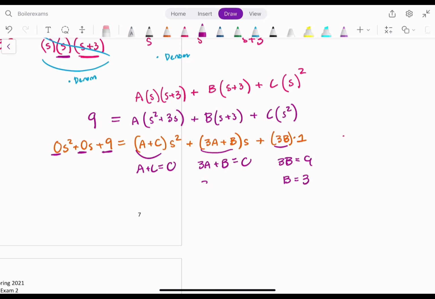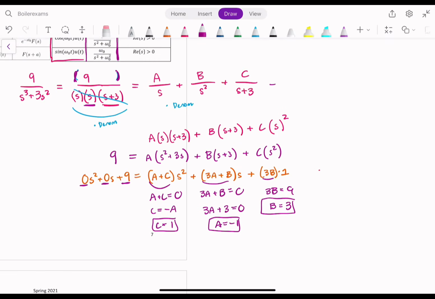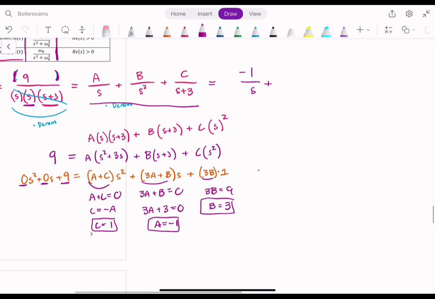And so then 3A plus 3 is equal to 0. A is equal to -1. And then C is equal to -A, and so C is equal to 1. And there we go, pretty simple. That's how we found our values of A, B, and C, and we're going to plug it into this partial fraction here. And so we will get -1 over s plus B, 3 over s squared, plus C, which is 1 over s plus 3.